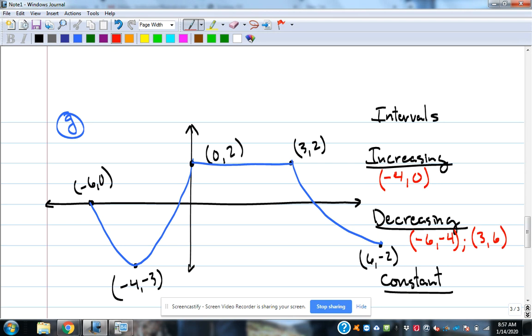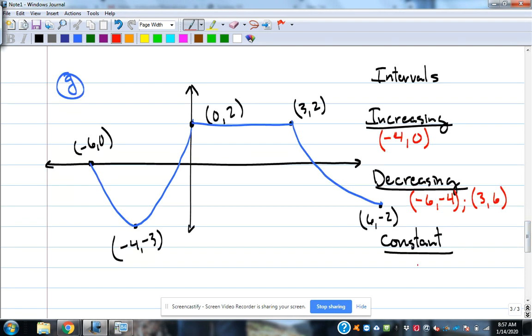Okay. And then a constant interval would be what? What does that mean? It stays the same. So if things are constant, they stay the same. What would be our constant interval here? 0 to 3. Really easy concept there.